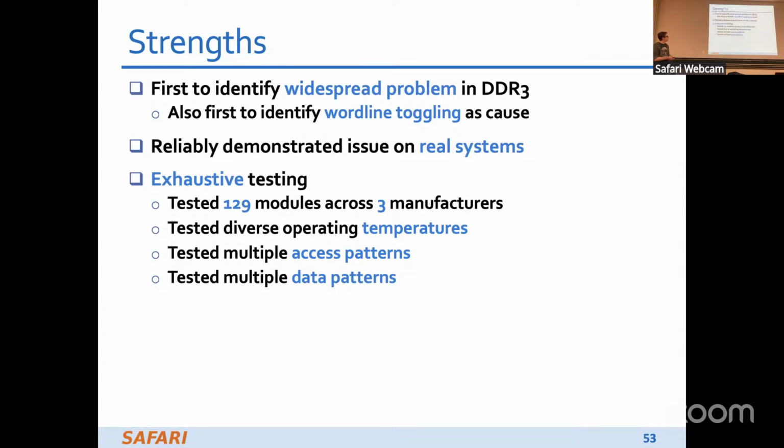So I think that with this amount of testing, the conclusions of the paper are really solid. And I think they are right in saying that the disturbance errors, or as it is now known, RowHammer, was a serious problem at the time.